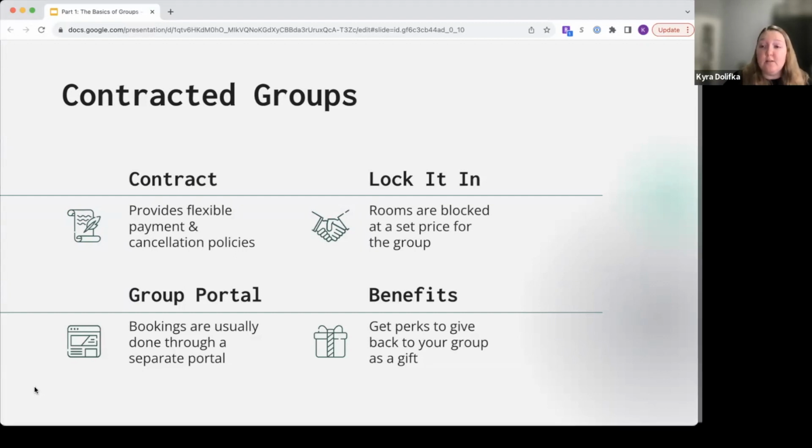And then, of course, the benefits. This is the good part. It's perks that you can give back to your group. You can give it to them as a gift. You can also often give it back to yourself as additional commission. So you're going to get some benefits there. Maybe the benefits are spa discounts. The sky is really the limit with what might be offered to you when it comes to contracted group benefits.